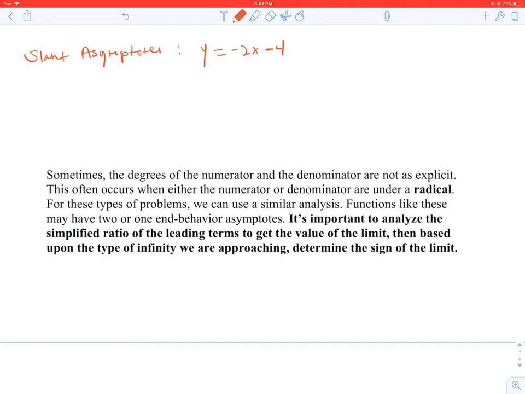Now, sometimes the degrees of the numerator and denominator are not as explicit. Okay, this often occurs when either the numerator or denominator are under a radical. So for these types of problems, we can use a similar analysis, so doing the end behavior model. But functions like these may end up with 2 or 1 end behavior asymptotes. So it's important to analyze the simplified ratio of the leading terms to get the value of the limit, but then based upon the type of infinity we're approaching, plus or minus infinity, will determine the sign, plus or minus, of the limit.